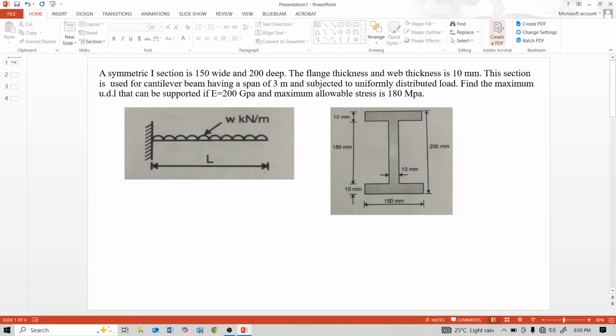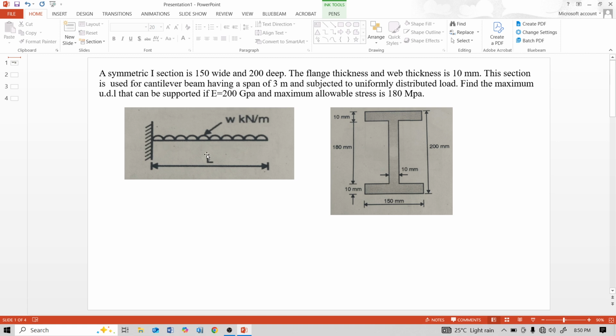In today's lecture, a numerical on a symmetric I section, 150 wide and 200 deep. The flange thickness and web thickness are 10 mm. This section is used for a cantilever beam having a span of 3 meters and subjected to a uniformly distributed load. Find the maximum uniformly distributed load that can be supported, if E, the modulus of elasticity, is equal to 200 GPa and the maximum allowable stress is 180 MPa.